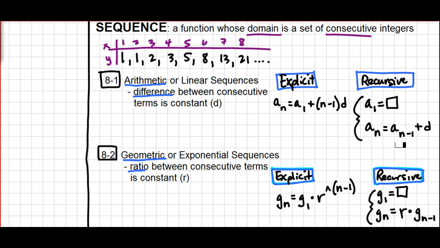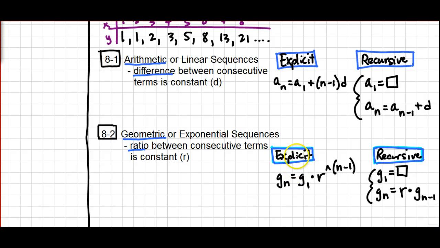Similarly, the geometric has an explicit and a recursive formula as well. So the explicit formula is, again, the first term given, but this time instead of multiplying by d, we're multiplying by r, and the r is being raised to the power of n minus 1, where n represents the term number. r is still the constant ratio between the terms, and g sub 1 is still the first term.